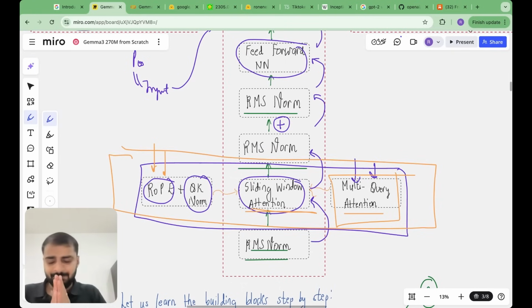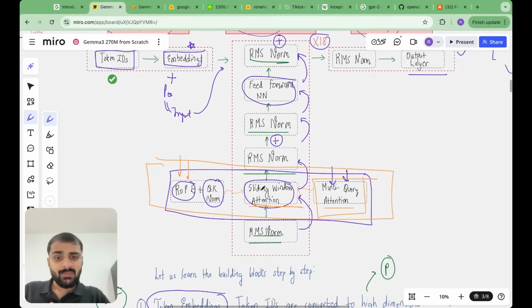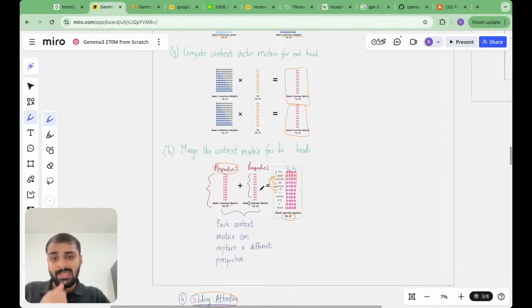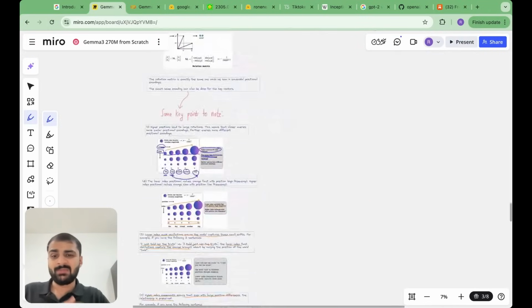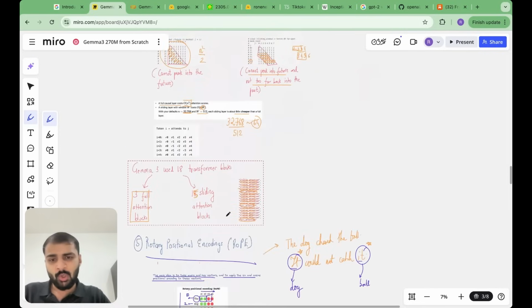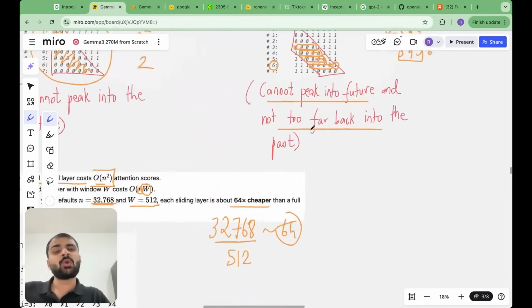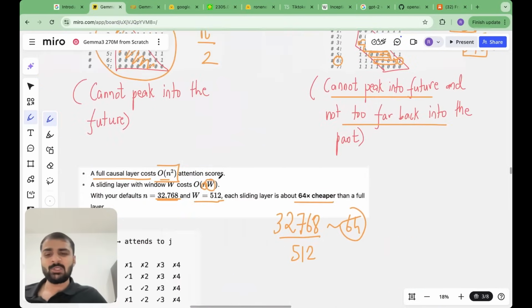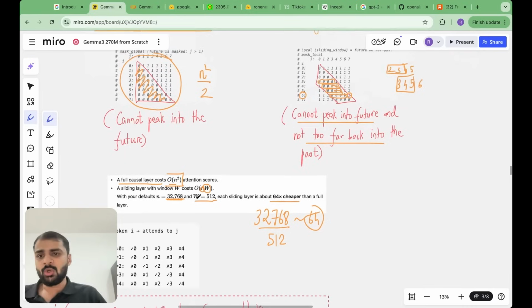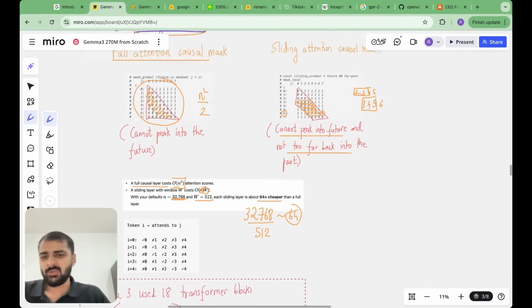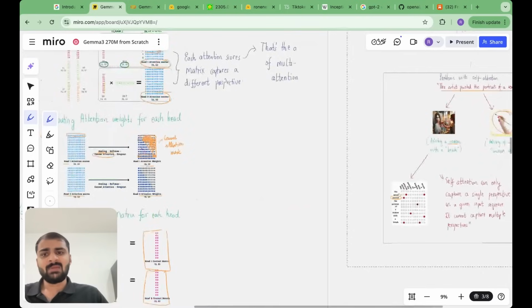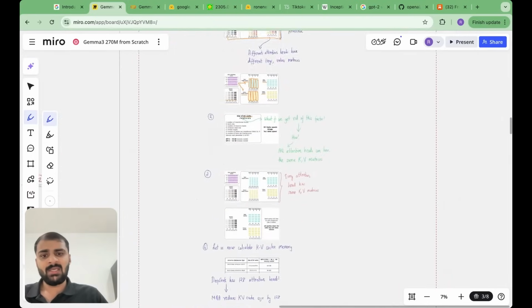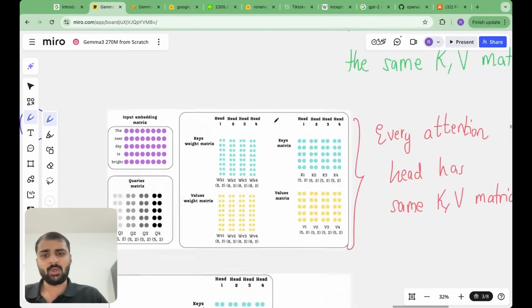So now I hope you understand this entire attention block, which is the brain of the transformer architecture, right? There are 18 such transformer blocks, and within each of these transformer blocks, we have the sliding window attention, which tells the attention scores matrix that for each token you have to not look into the future, but you also have to not peek too far back into the past, and that reduces the amount of attention calculations which we need to do. Second thing is multi-query attention, where the keys and the values share the content across heads.